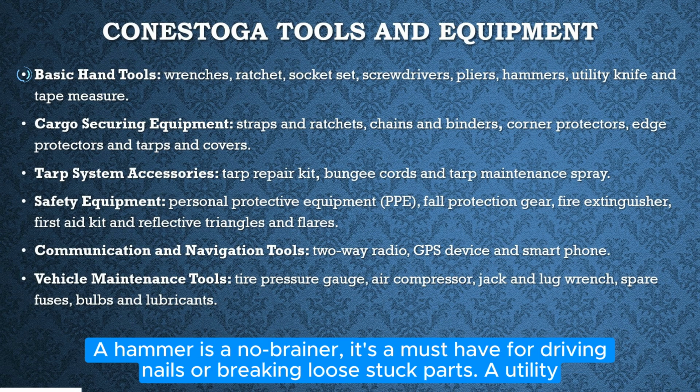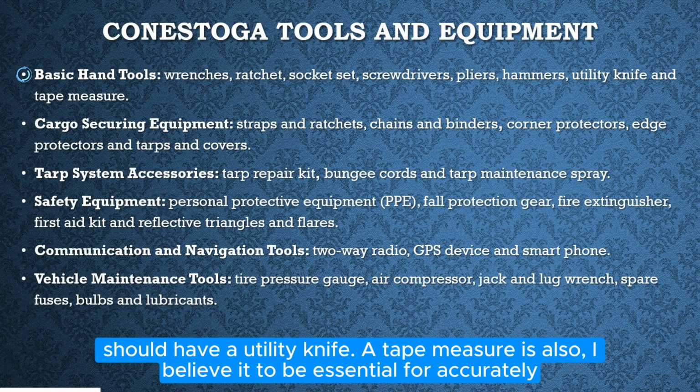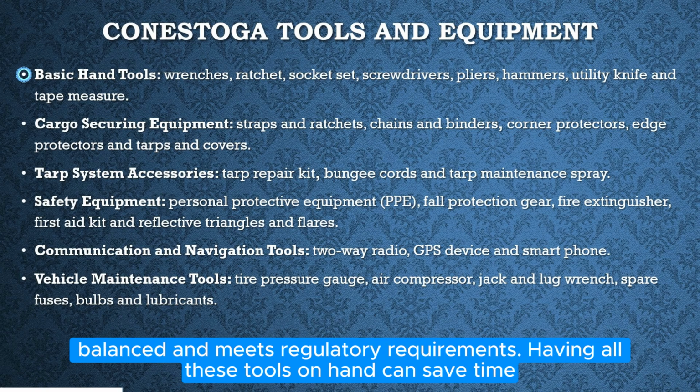A hammer is a no-brainer. It's a must-have for driving nails or breaking loose stuck parts. A utility knife is very handy for cutting ropes, straps, or tarps. I believe anyone who's got a tarp system should have a utility knife. A tape measure is also, I believe, essential for accurately measuring cargo dimensions and clearances, helping to ensure the load is properly balanced and meets regulatory requirements.